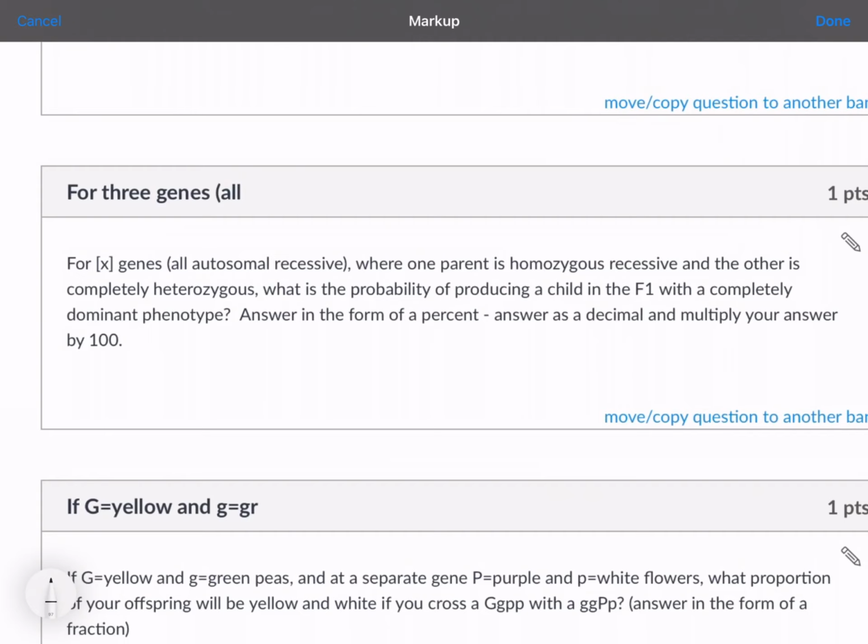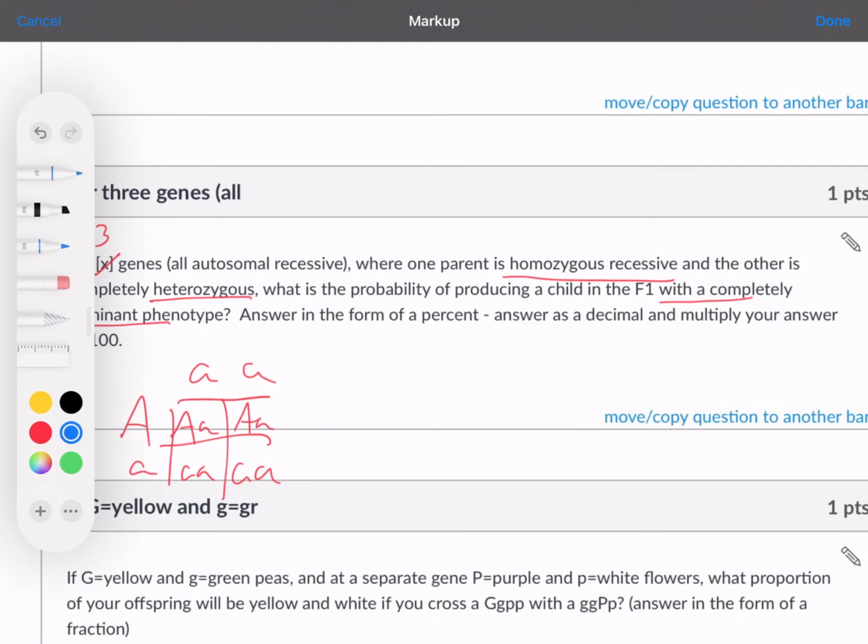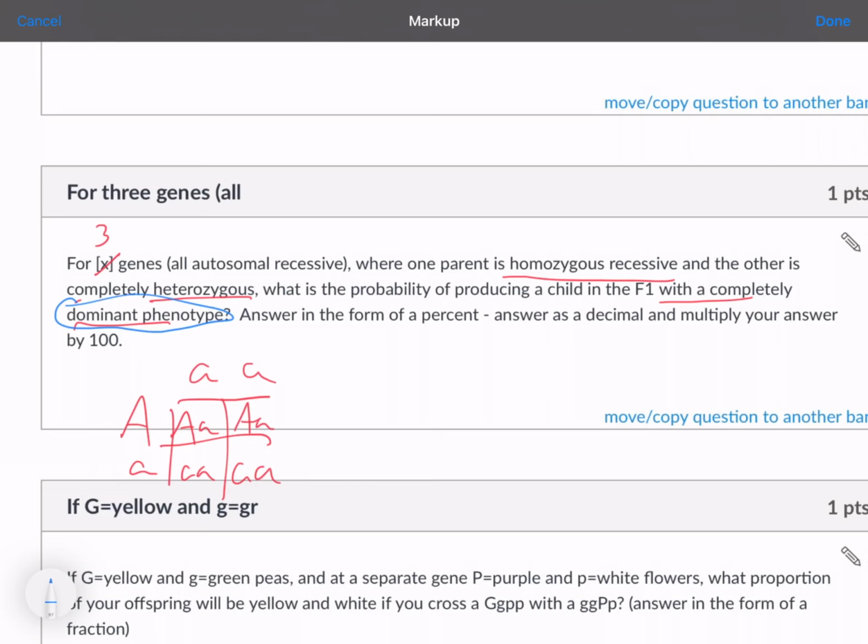This problem is much like the very first problem, except in this case we're crossing a homozygous recessive parent with a heterozygous parent, and so we're going to say that there are 3 separate genes, and we're going to look at the probability of them producing a child in the F1 with a completely dominant phenotype. So for one individual cross, one individual gene, the dominant phenotype would be 1/2 of their offspring. So when we carry that across 3 separate genes, it's going to be 1/2 to the 3rd power, so it'll be 1/8.